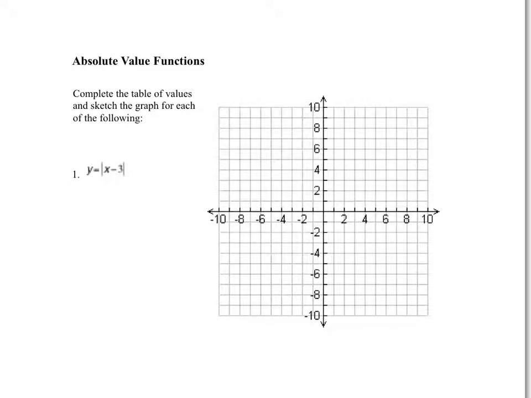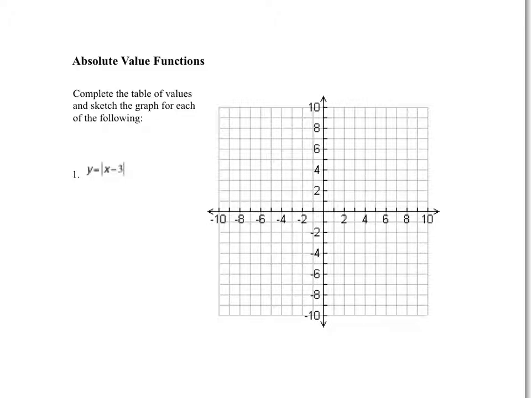Absolute value functions have some common characteristics, which we'll have a look at. But the first thing you were to do was just complete a table of values and sketch a graph, right? And when you did that, what did this graph look like? Like a V? Yeah. Where would the vertex of that V be? It was at 3, 0, right.